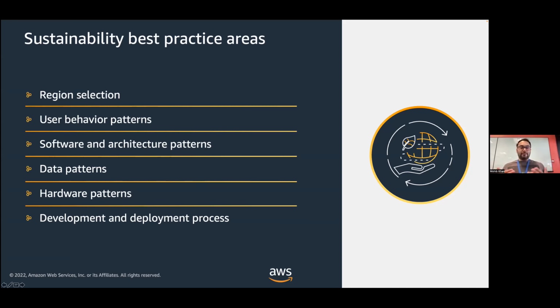Next, of course, the hardware patterns. What kind of compute optimization can you do in your AWS workloads? And last but not least, how the development works. Are there tools that you can allow your data scientists or developers to use on cloud or virtual desktops? How are you going to do your testing strategies and methodologies, in order to do a better deployment process?